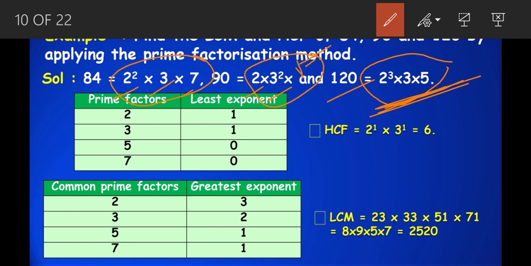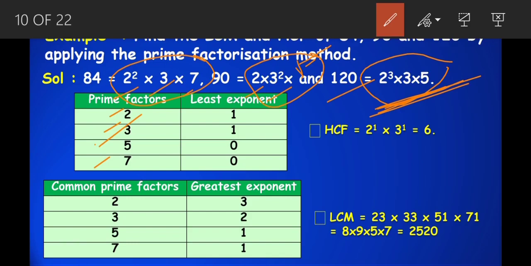So here, what are the factors occurring in these 3 numbers? 2 is there, 3 is there. In the first number 84, 5 is not there. But in the second number 90 and 120, 5 is a factor. So 5 also we have to count. 7 also we have to count. So we have factors 2, 3, 5, 7.